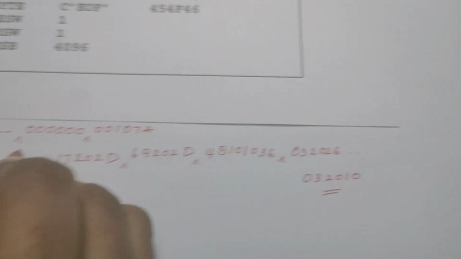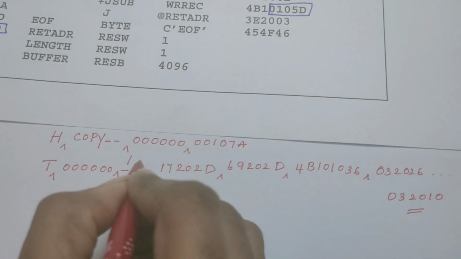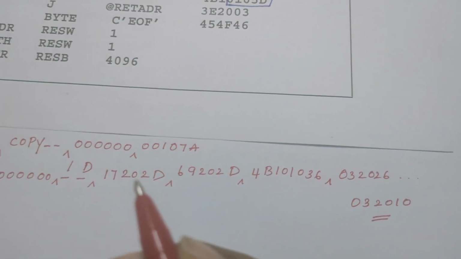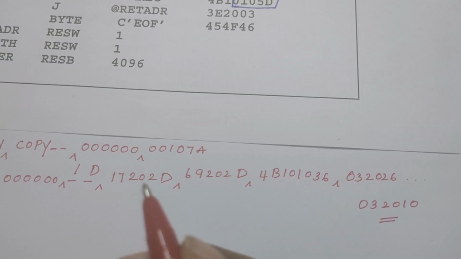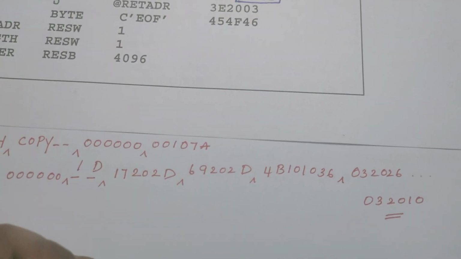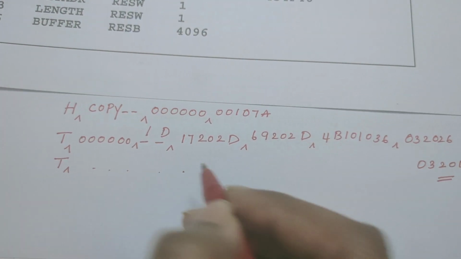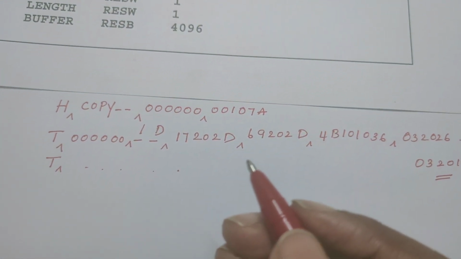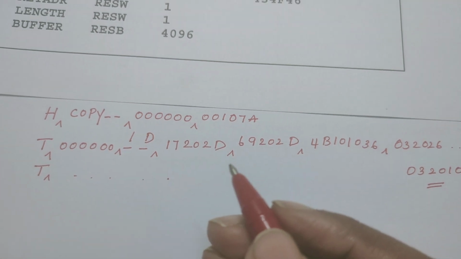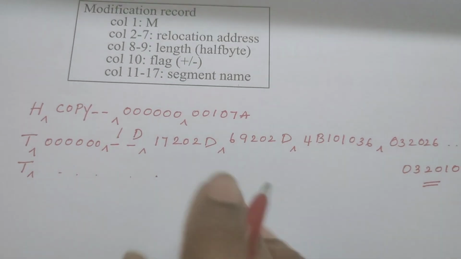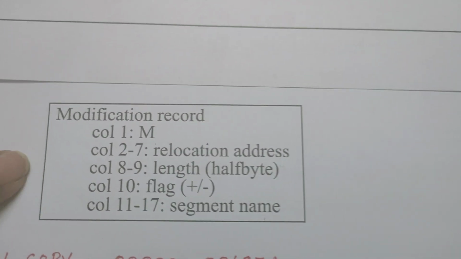Okay, roughly I write the length of the text record as 1D. Right, this is the length of the text record. I have to write the text record here. So I can generate as many text records as required according to the length of the program. But what is required here? To reflect the relocation, I have to write the modification record as per this format.